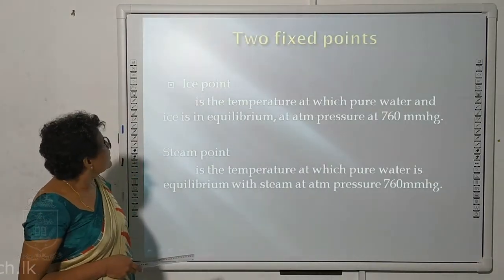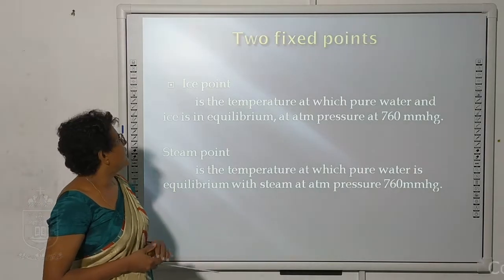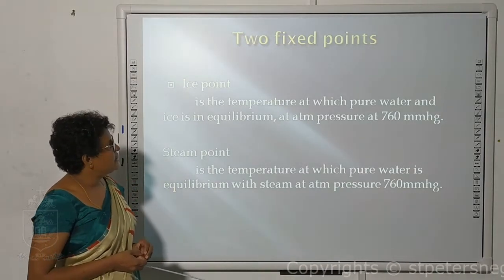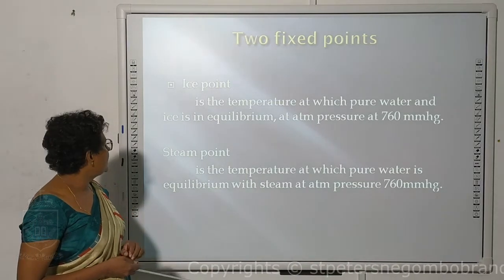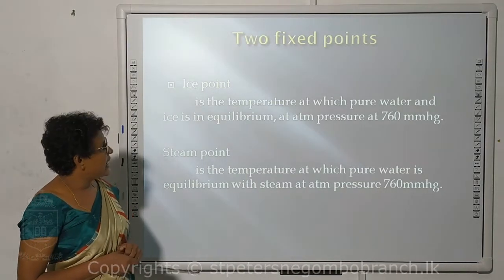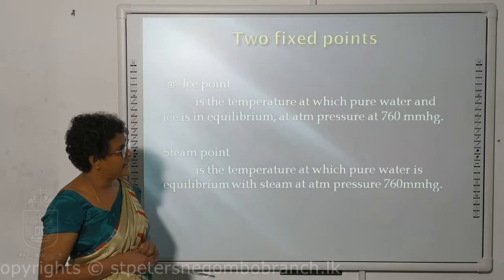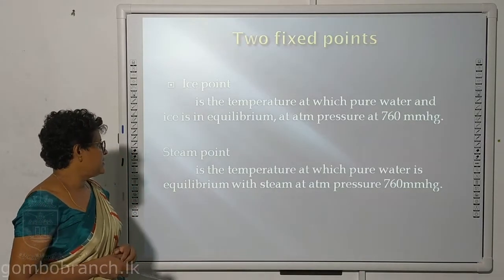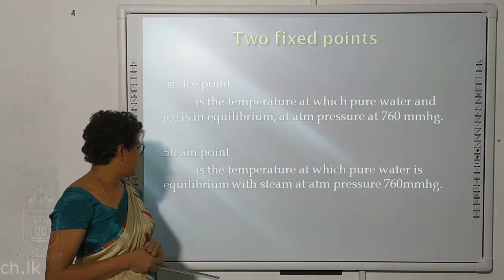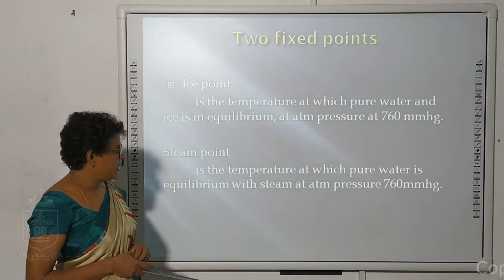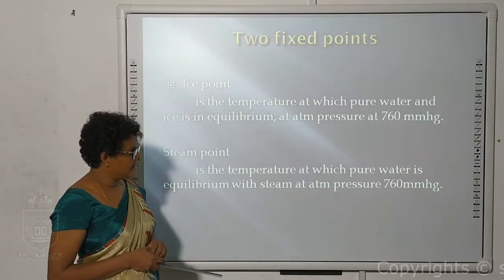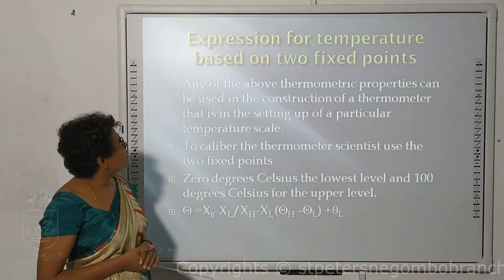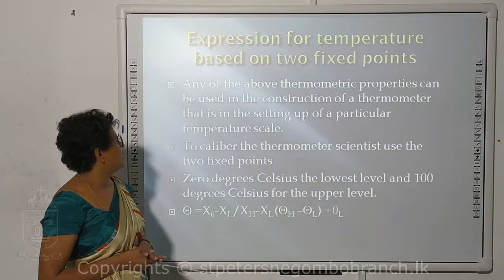Then, there are two fixed points, ice point and steam point. Ice point is the temperature at which pure water and ice are in equilibrium at atmospheric pressure, 760 mm Hg. Steam point is the temperature at which pure water is in equilibrium with steam at atmospheric pressure, 760 mm Hg.